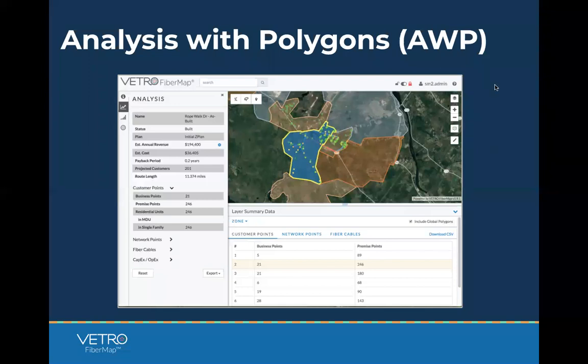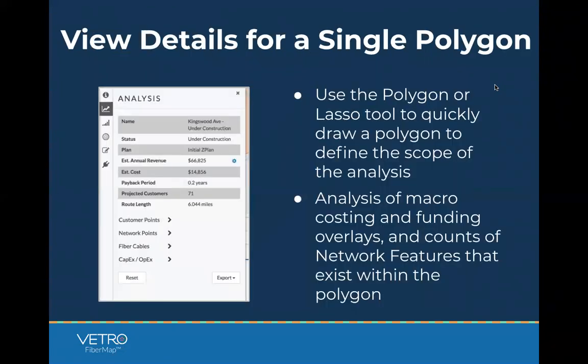So going right into some of the details of what we have here in this new menu. One of the most prominent features of AWP is the ability to view details for a single polygon. You can use the Polygon or Lasso tool to quickly draw a polygon to define the scope of the analysis. And then once you have that established, you can do an analysis of the macro costing and funding overlays and counts of network features that exist within the polygon.